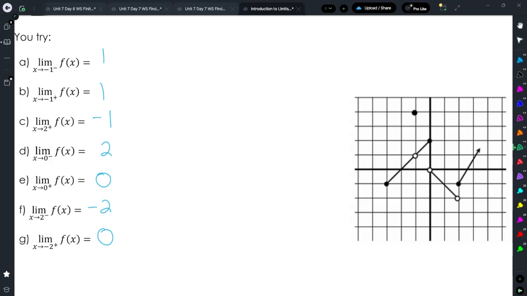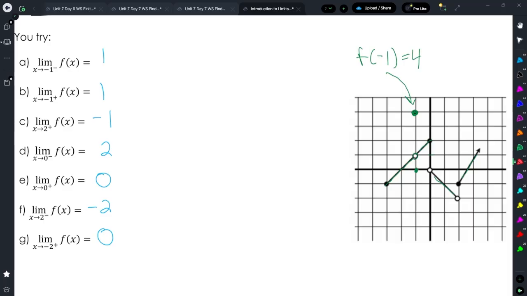So the limit as x approaches -1, which is right here, from the left side, my y values are getting closer and closer to right here, where the y value is +1. And then coming from the right side, letter B, I'm getting closer and closer to 1 as well. The dot up there does not affect the limit. What this dot tells us is that f of -1 is equal to 4. That's what it tells us. It doesn't tell us what the limit is.